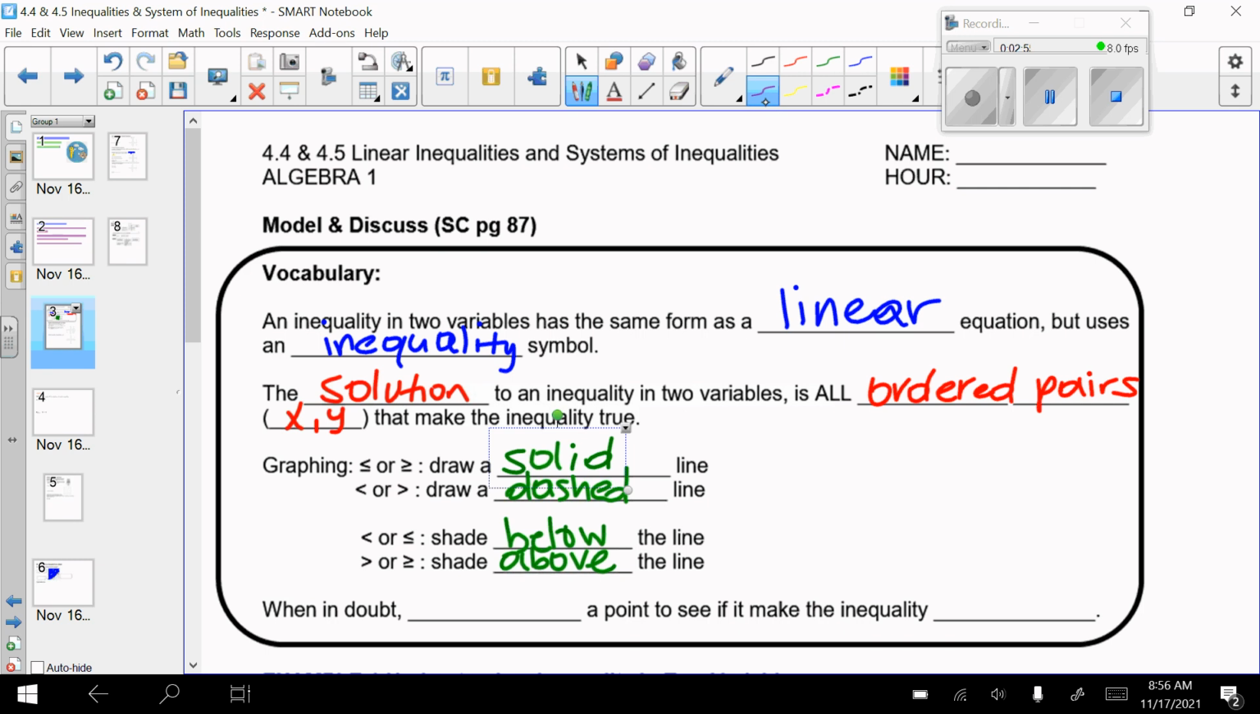And then when you're in doubt, you can just pick or test a point to see if it makes the inequality true, because that's what we want to figure out. Is it a true mathematical statement when we solve and plug in the x and y?